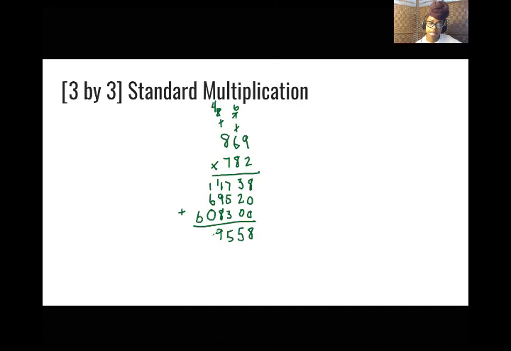6 plus 1, carry the 1. 6 plus 1 is 7, and then 6. All right, after 3 digits, we put a comma, and our answer is 679,558.